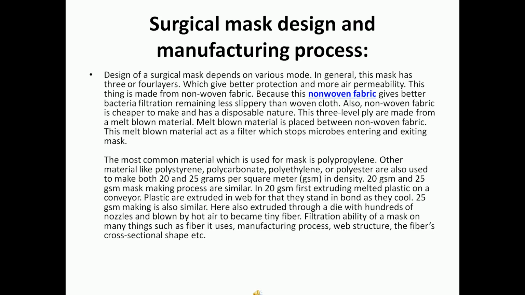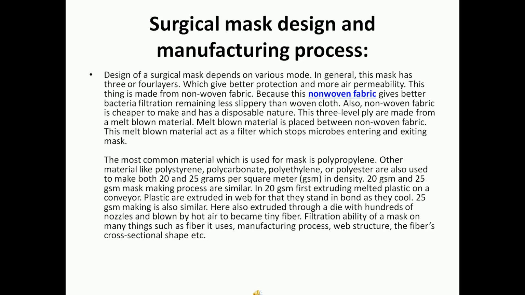The 3-ply mask has a layer made from a melt-blown material. Melt-blown material is placed between non-woven fabric. This melt-blown material acts as a filter which stops microbes entering and exiting the mask. The most common material used for masks is polypropylene. Other materials like polystyrene, polycarbonate, polyethylene, or polyester are also used to make both 20 and 25 grams per square meter, GSM, in density. The 20 GSM and 25 GSM mask making processes are similar.